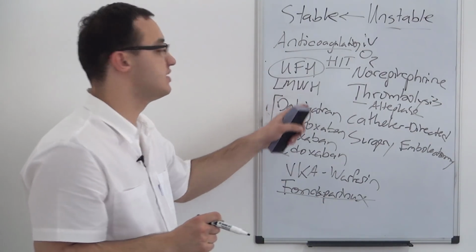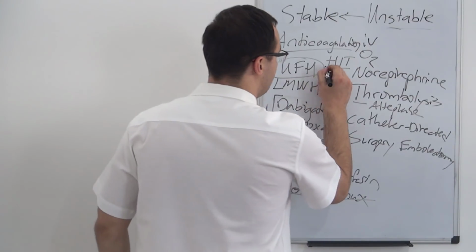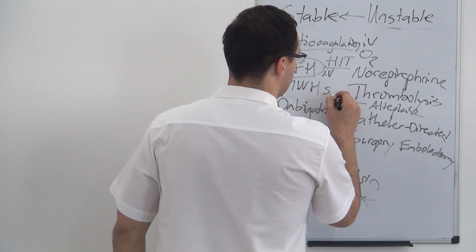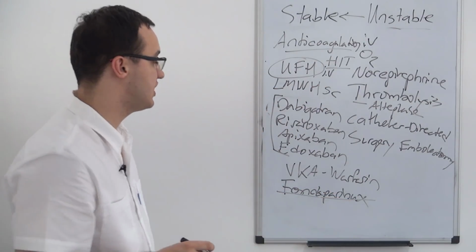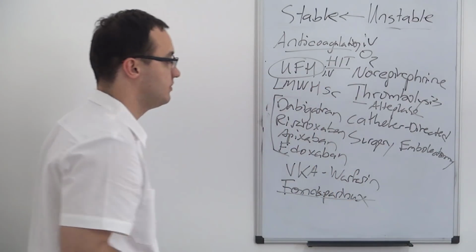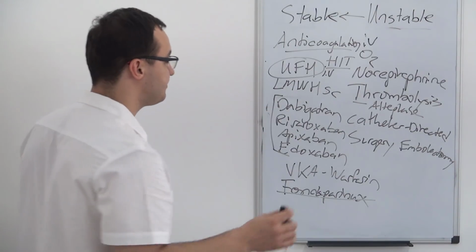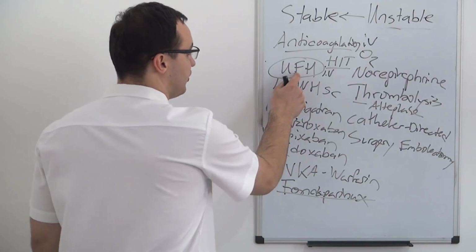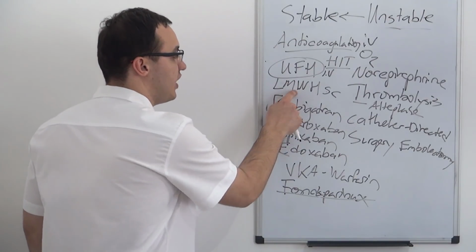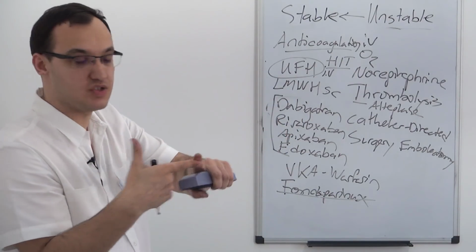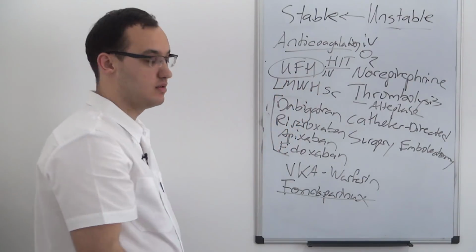How do I give this? Subcutaneously. How do I give this? Intravenously. Subcutaneously. So this is skin, intravenous, and this is also skin. How do you give this? Orally. Good. When do we give unfractionated heparin? In kidney disease. When do we give low molecular weight? In pregnancy, in cancer, and in liver disease.